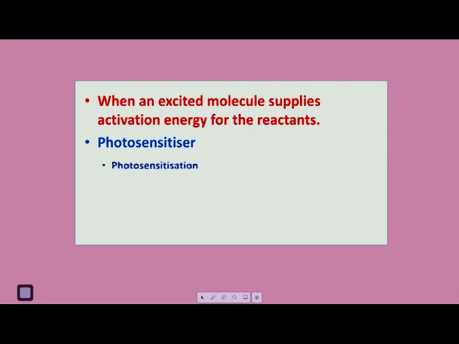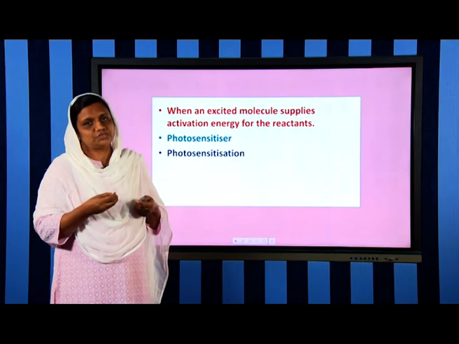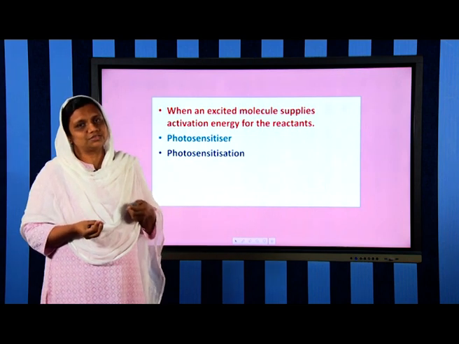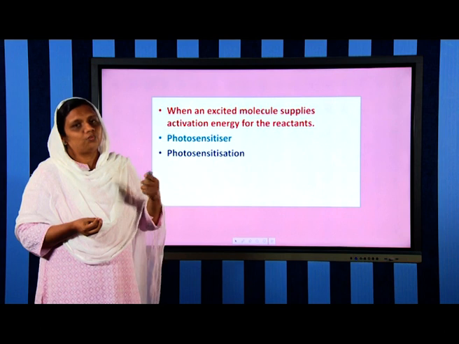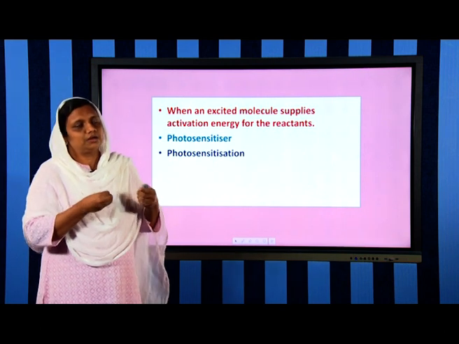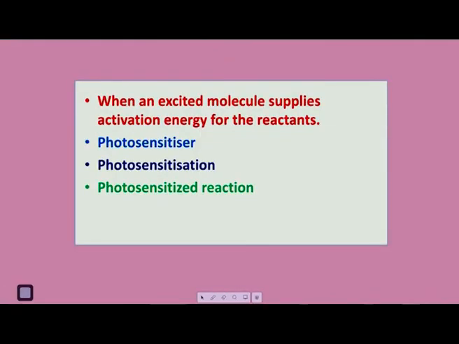When the donor gets sensitized or activated by absorbing light, it is called photosensitization. And once the photosensitization has happened, the reactant molecule absorbs energy from the donor and the reaction proceeds, and then we call it a photosensitization reaction.